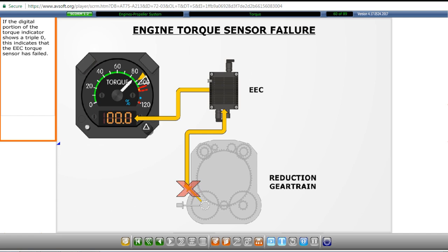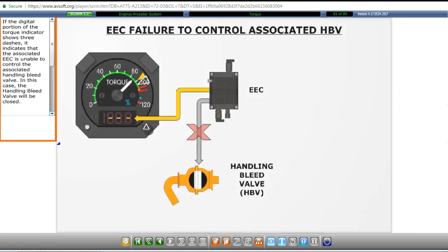If the digital portion of the torque indicator shows 000, this indicates that the EEC torque sensor has failed. If the digital portion shows 3 dashes, it indicates that the associated EEC is unable to control the associated handling bleed valve. In this case, the handling bleed valve will be closed.